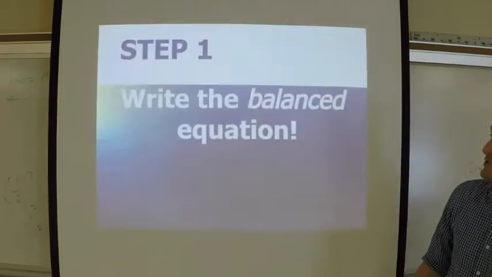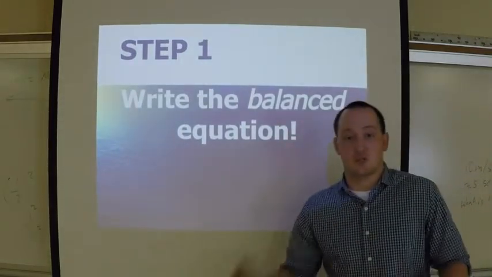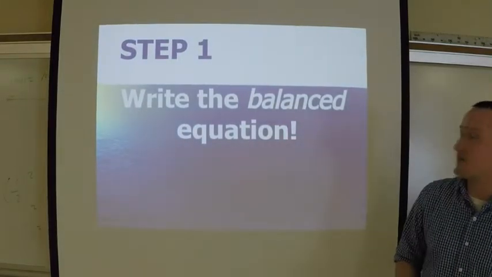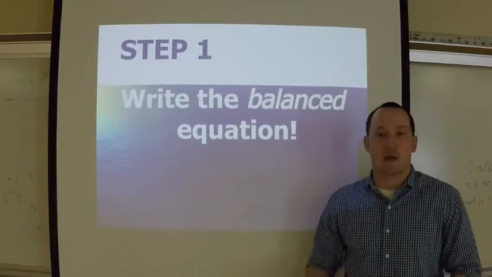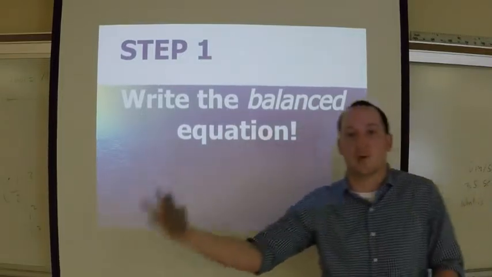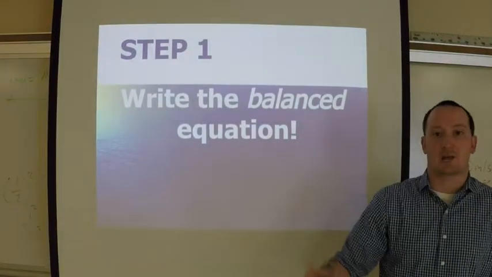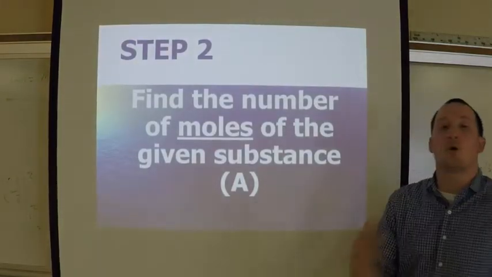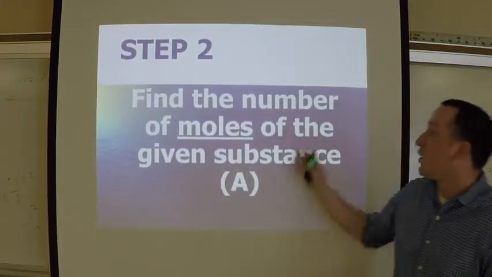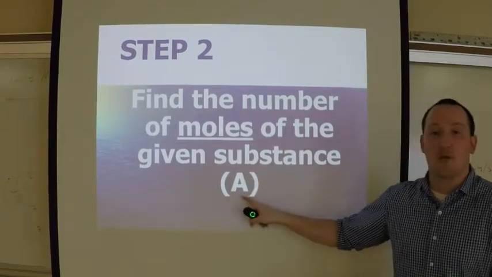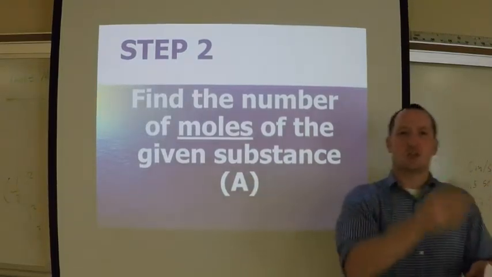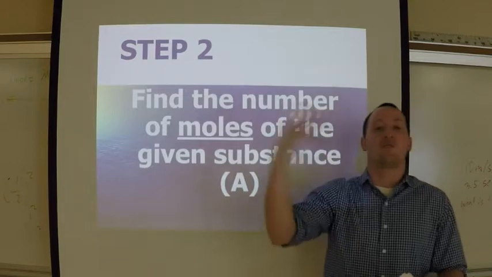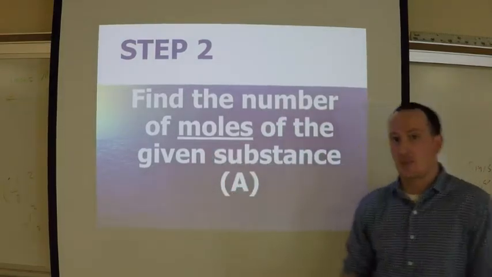Okay? So, here are our steps. First step to doing stoichiometry, you have to write a balanced chemical equation. It has to be balanced. You have to make sure there's the same number of atoms on each side of the reaction. Step 2, you have to find the number of moles of the given substance. We're going to label that substance A. So in your equation, I'm going to put an A above what's given to me. That's our known substance.